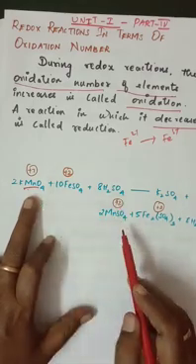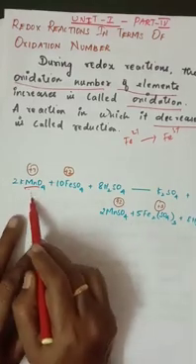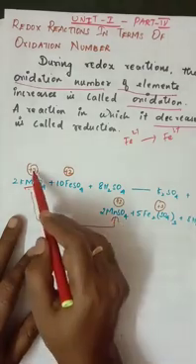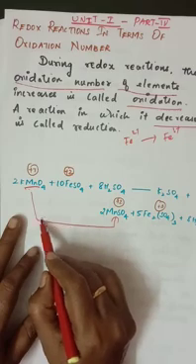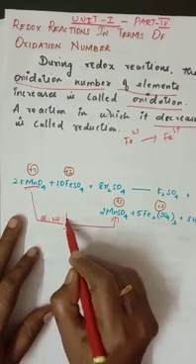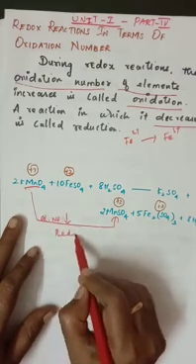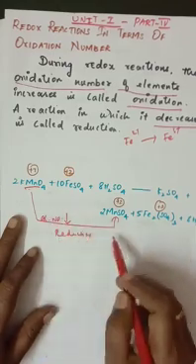So what happened here? The oxidation number decreases. See here, +7, here +2. So here the oxidation number is decreased. So reduction is taking place. So this is considered to be a reduction.